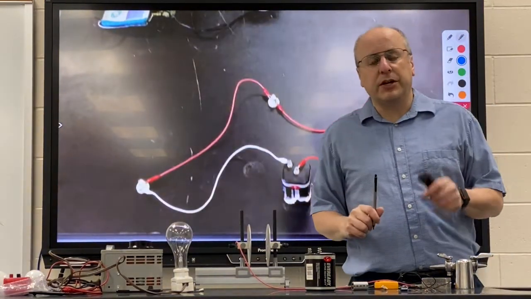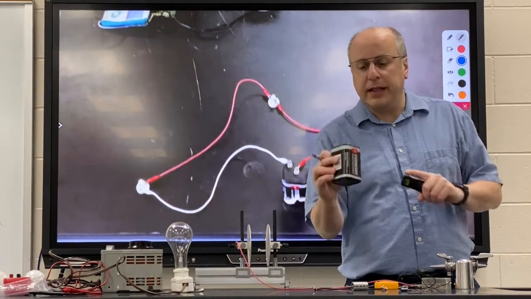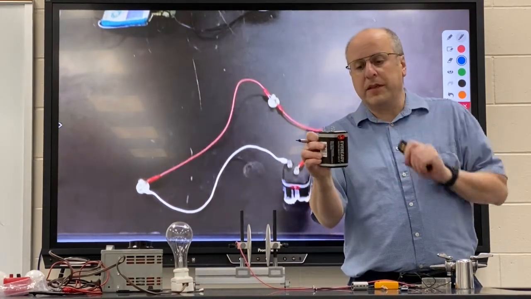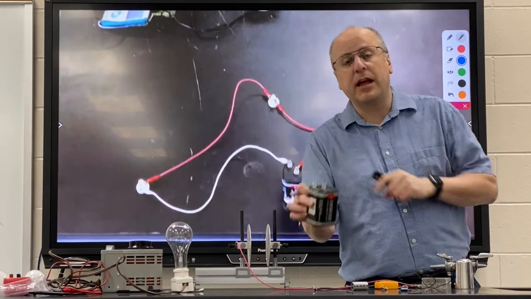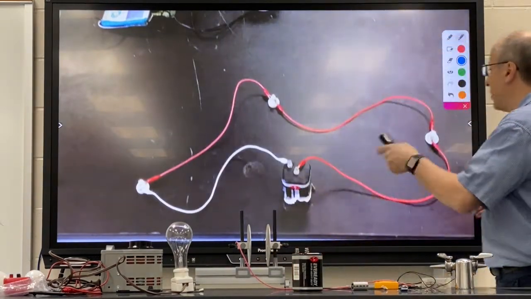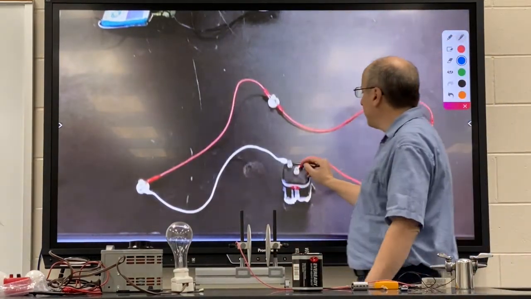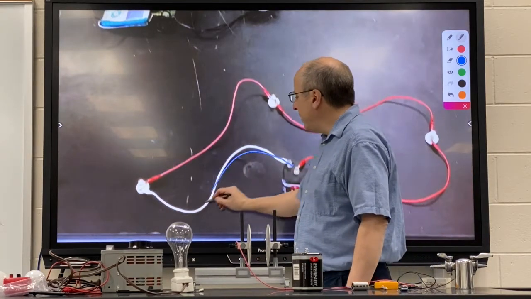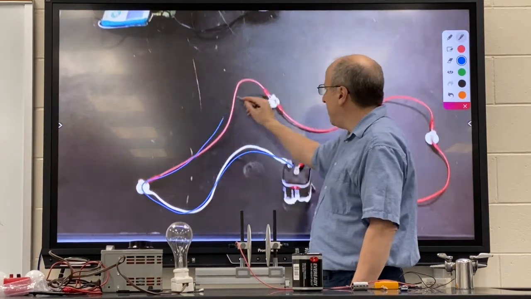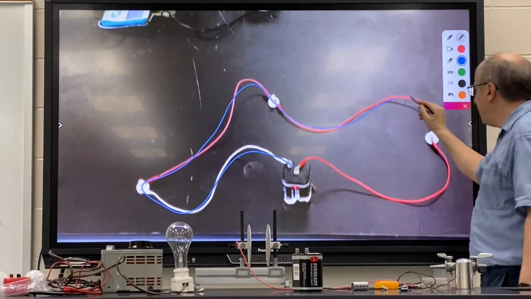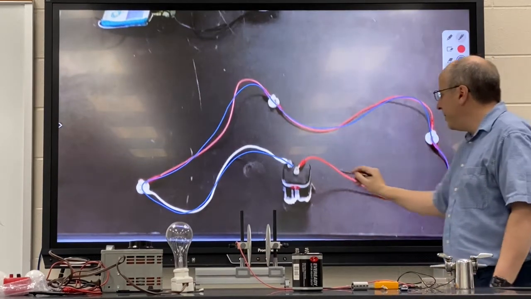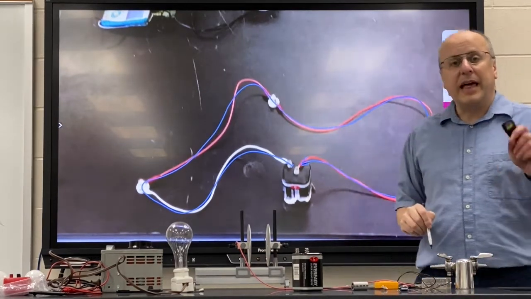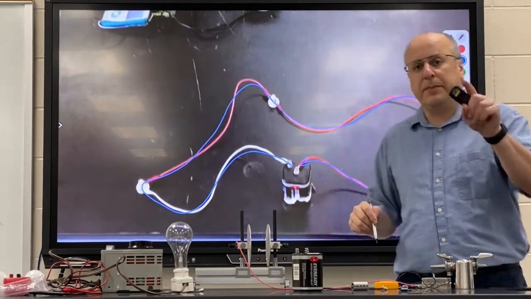A series circuit has one path for the electrons to follow from the time they leave the battery to the time that they return. So in this instance, the electrons would come out of the negative, they would flow through the first light bulb, the second light bulb, all the wire, third light bulb, back to the battery. That is known as series, one path.